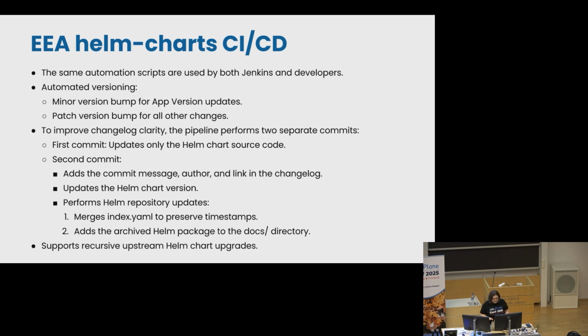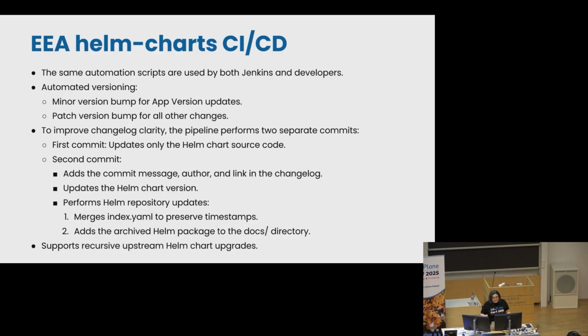The idea is like that. It's doing automated versioning. So we are doing a minor version bump for an app version update. So for example, for a front-end Docker image upgrade, we will create a Helm chart minor version release. And a patch version for anything else. For example, if you are updating the varnish, everything is done, of course, automatically. Or even if you're doing a change in configuration on the Helm chart, we will consider it a patch.